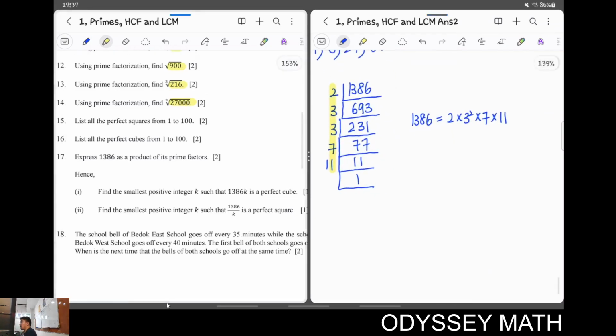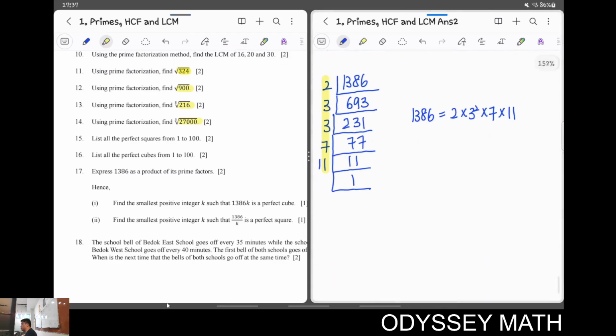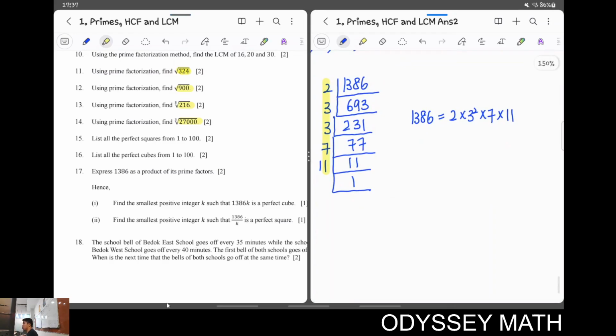Okay, so this question 17 part I, the hence part, and part II, for these two is something that you have just seen. This is new to you, so do pay attention. I'll go through it slowly.